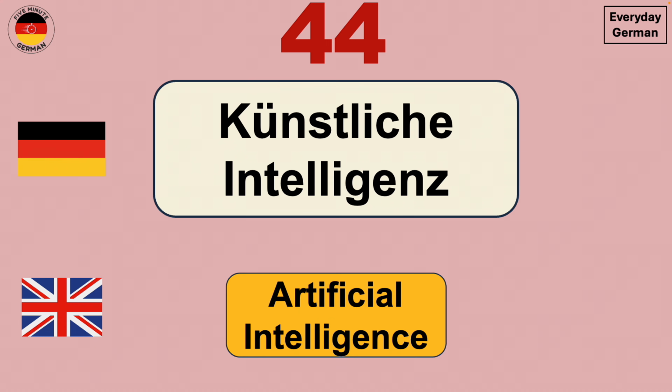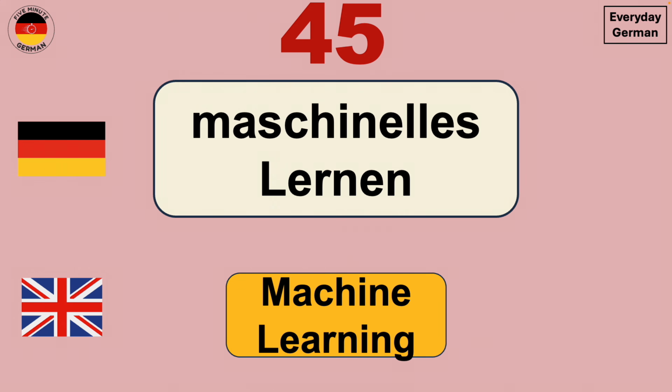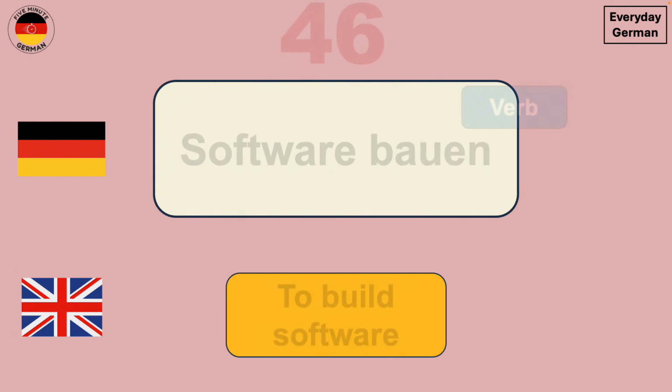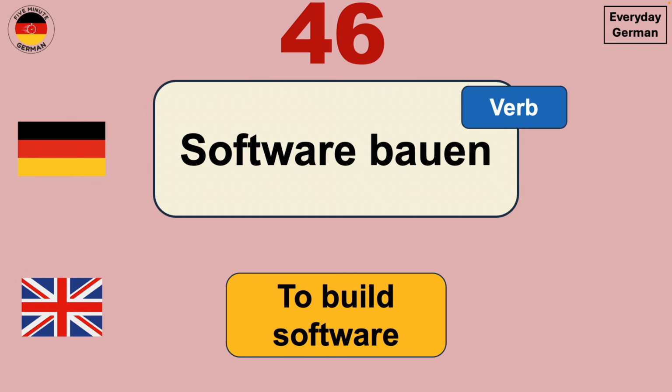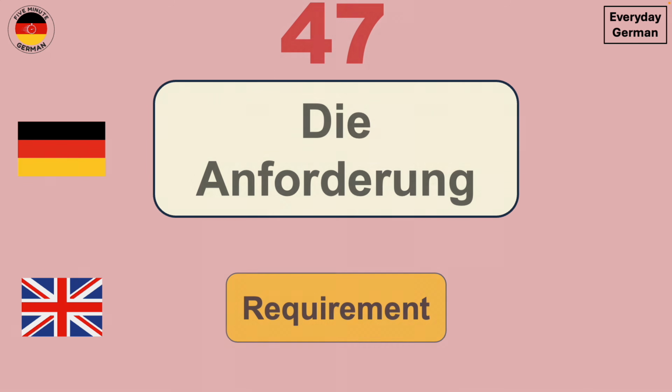Another important field nowadays is künstliche Intelligenz, which means artificial intelligence. Künstliche Intelligenz. And a subfield of künstliche Intelligenz is maschinelles Lernen, which is machine learning. Maschinelles Lernen. After that, we have Software bauen, which means to build a software. Software bauen. And something that you get from your customer is die Anforderung, which is a requirement of what you have to do. Die Anforderung.